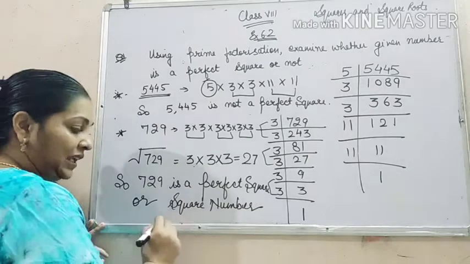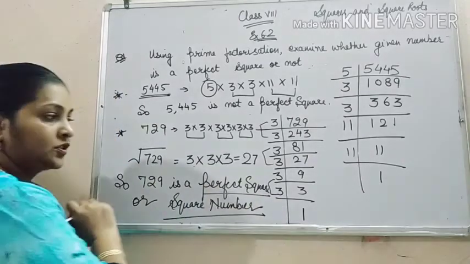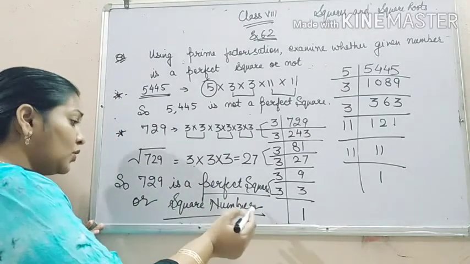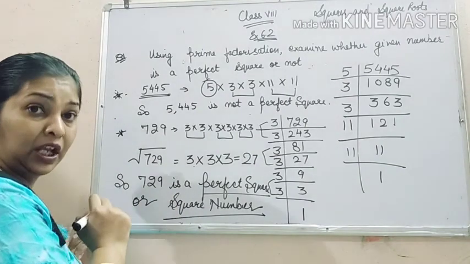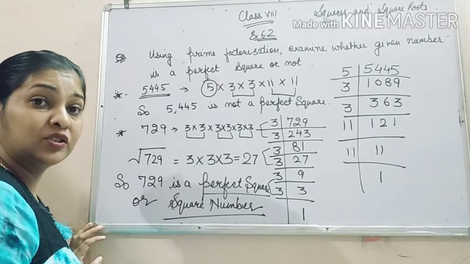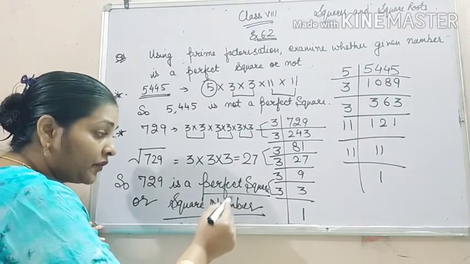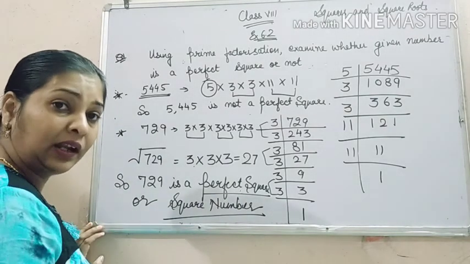I am telling you square number and perfect square again and again because sometimes in the exam it is given as square number. So students get confused, what are square numbers? All the perfect squares are square numbers.